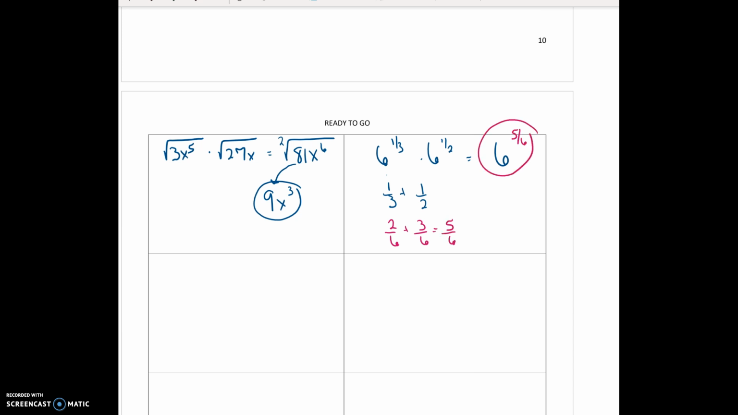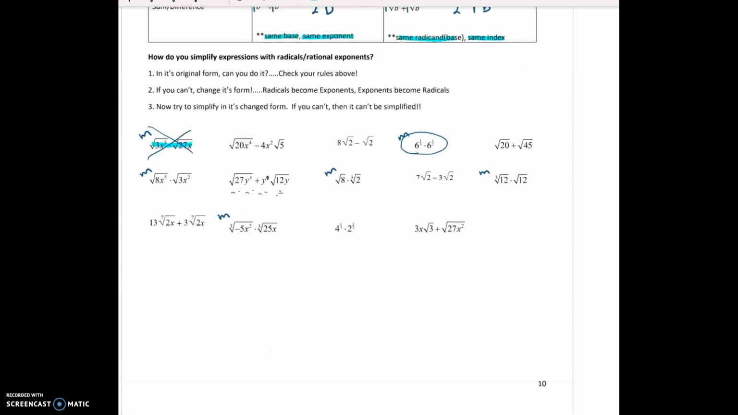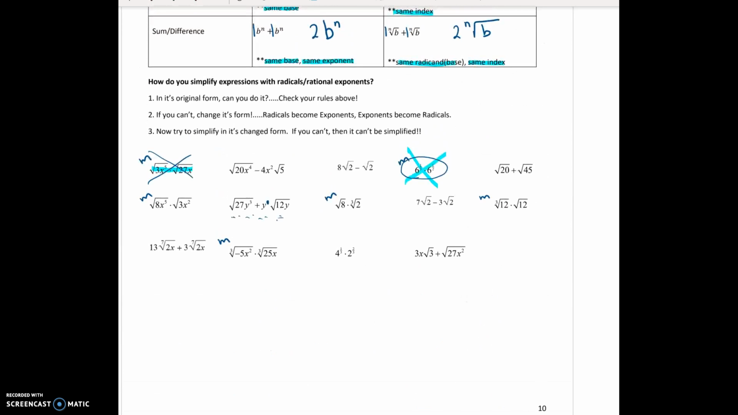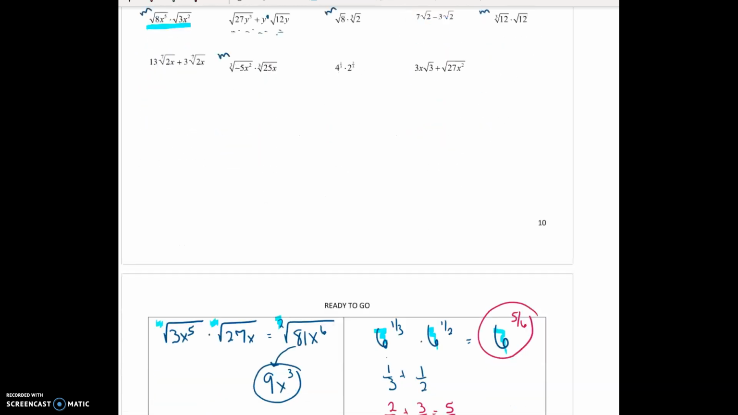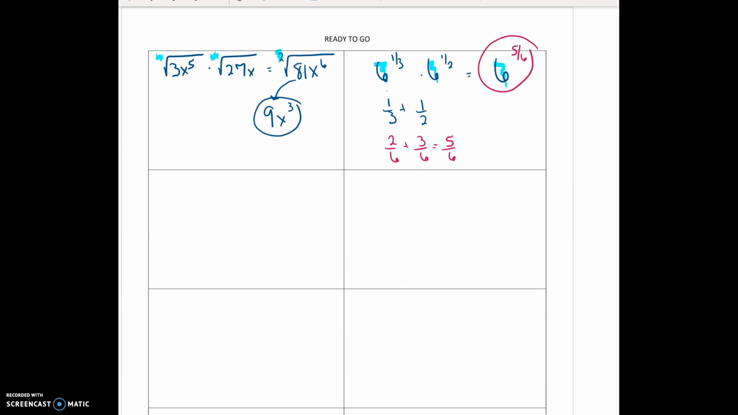So again, in the first problem we had the same index. They were both square roots, so that went through. And in the second problem, they had the same base, and that stayed the same all the way through. So let's look at another problem that has multiplying. Okay, so this one, is there something that's the same? In radicals, I need the same index. Again, I do. They're both square roots, so I'm just going to rewrite that problem down here. And it's going to look really similar to the problem at the top.